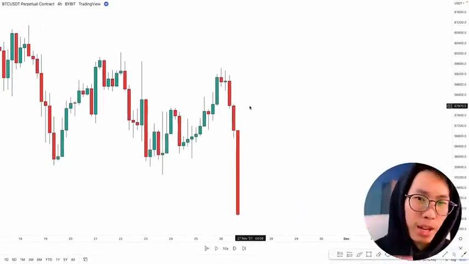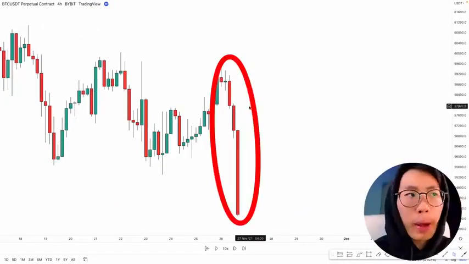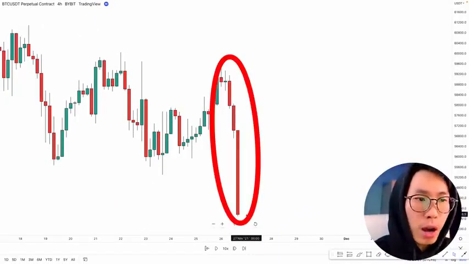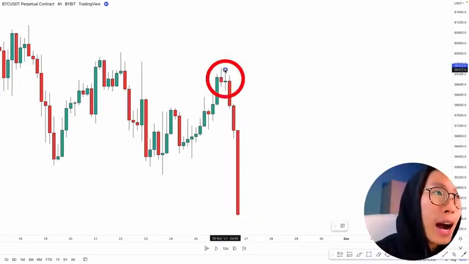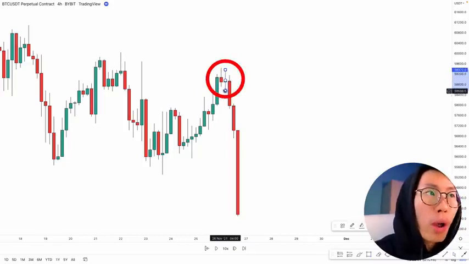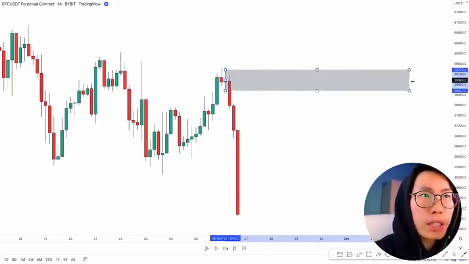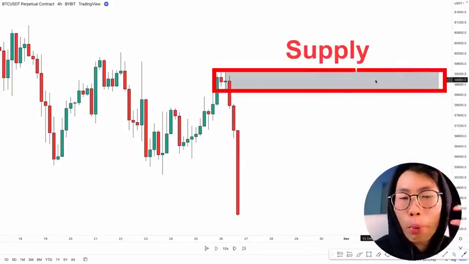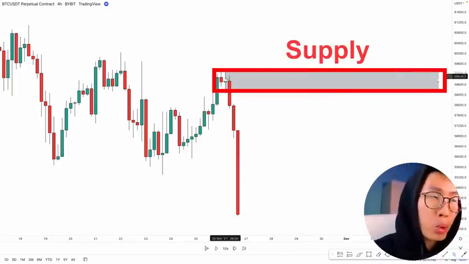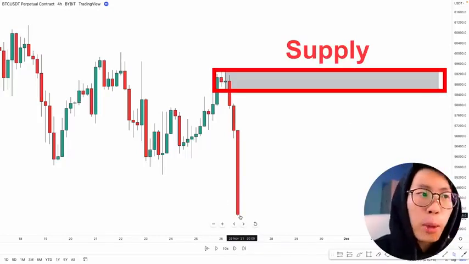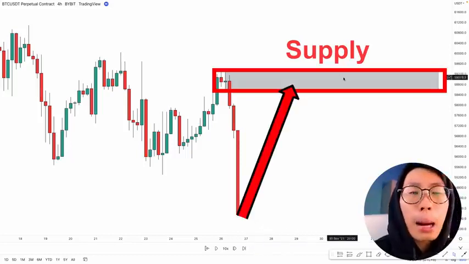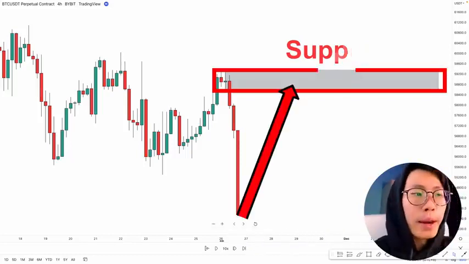Here's another example. There are literally 3 momentum candles in a row right here. So we take our box tool and we box the previous candle, from the high, drag it all the way down to the low, and then drag it to the right side just like this. So this will be your supply zone, because the last time price was here, it got pushed all the way down. We are waiting for price to come back up to this area, and look at what happened next.